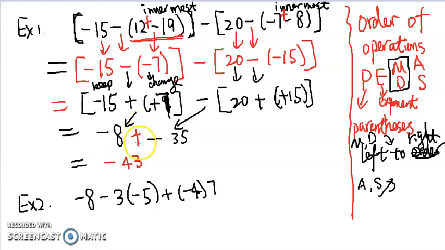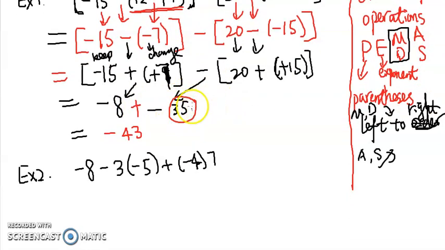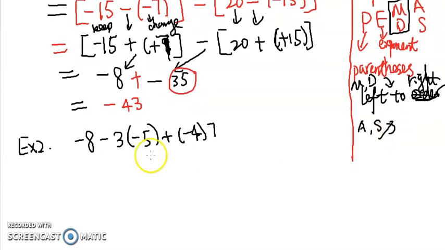And the reason we can insert a sign here is because subtract 35 is the same as adding negative 35, because the opposite of 35 is negative 35. So now we can look at the second example.